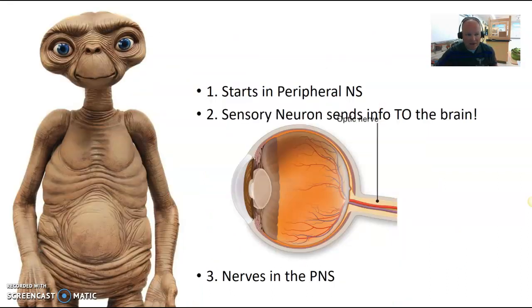So when E.T. tries to reach out and grab you, the first thing we're going to do is start in the peripheral nervous system, with your eyeball. The eyeball is going to see E.T. and send it on a nerve. This would be a sensory nerve, called the optic nerve. It's going to send it to your brain saying, this creepy alien guy is trying to grab you. Then the nerves in the peripheral nervous system will shoot towards the brain and spine.